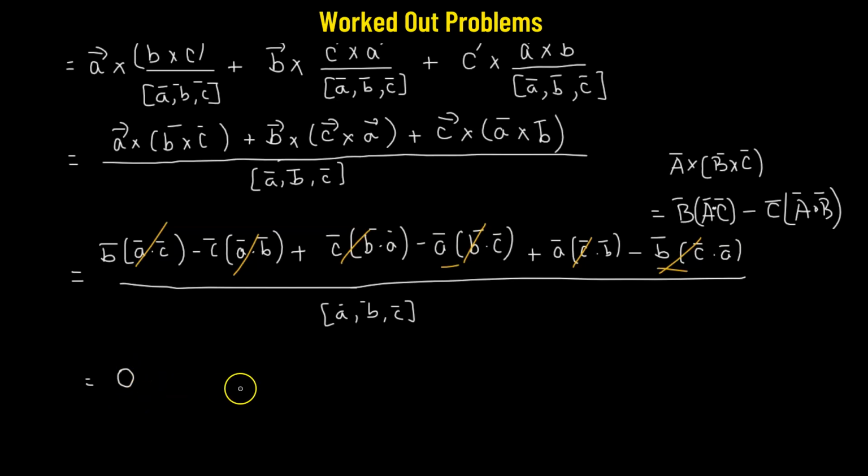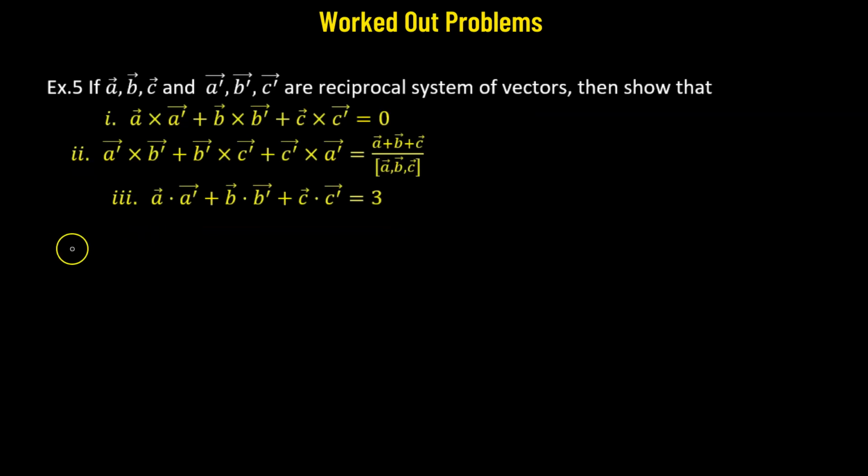So we have successfully proved that if we take the vector A, cross it with its reciprocal, plus take the vector B, cross it with its reciprocal, plus take the vector C, cross it with its reciprocal, then the sum of them will be equal to 0. Let's go to the second part.